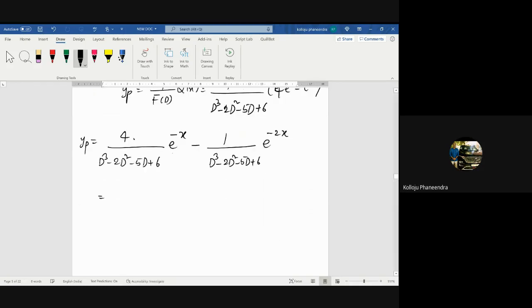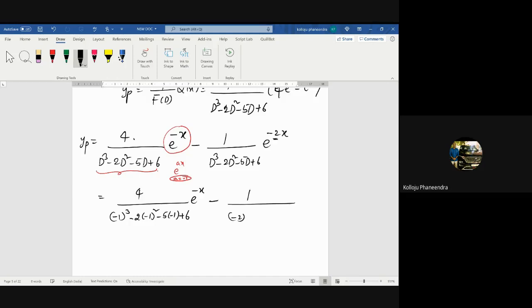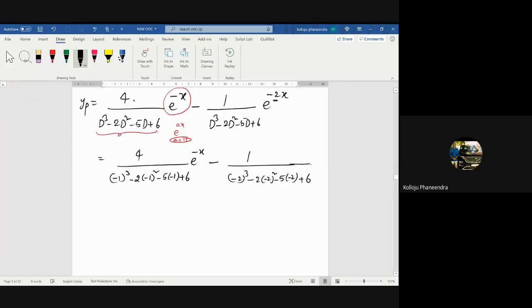Done. If I substitute here, I have e power ax, and the a value is minus 1. So in the e power ax model, replace D by a. I have to replace D by minus 1: minus 1 whole cube, minus 2 into minus 1 whole square, minus 5 into minus 1 plus 6, into e power minus x. And here I have to replace D by what? The a value is negative 2: minus 2 whole cube, minus 2 into minus 2 whole square, minus 5 into minus 2 plus 6. This is the e power ax model, case 1.